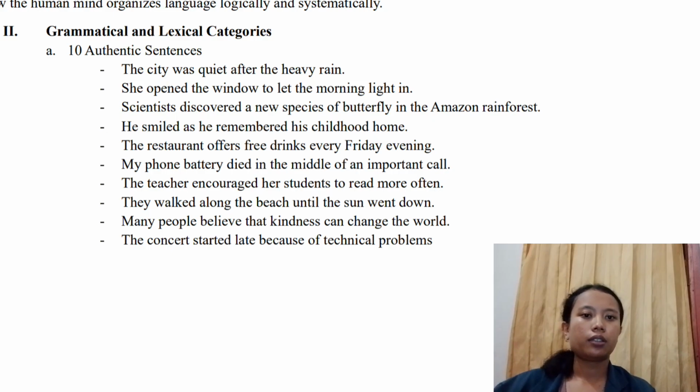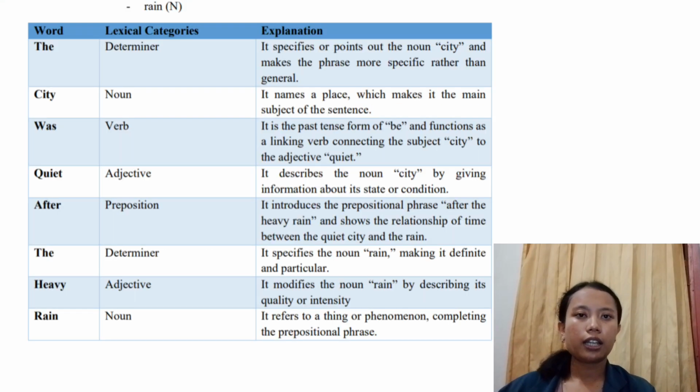In this part, we talk about grammatical and lexical categories, and I use 10 authentic English sentences. One example is "the city was quiet after the heavy rain." When I analyze this sentence, "the" is a determiner, "city" is a noun, "was" is a verb, "quiet" is an adjective, "after" is a preposition, and "rain" is also a noun. And each word has its own function in the sentence.